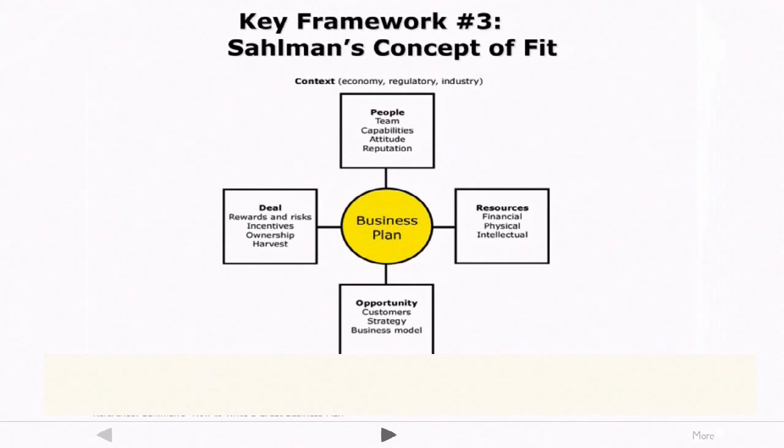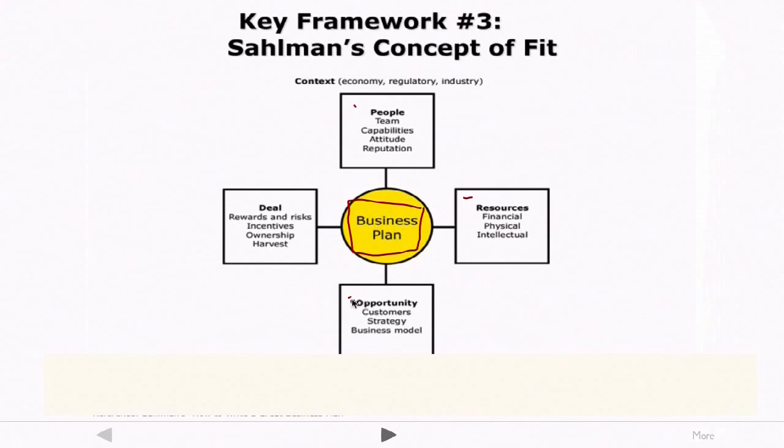Key framework number 3 comes from Bill Sahlman and his concept of fit. So the essential idea here is that the business plan must all fit together. The business plan is made up of 4 essential elements: the people, the deal, the opportunity, and the resources. These things must fit together.